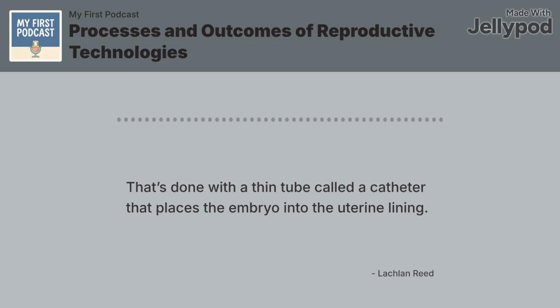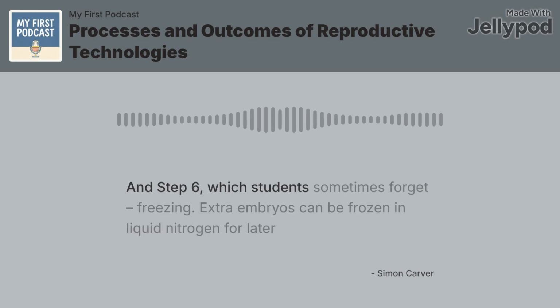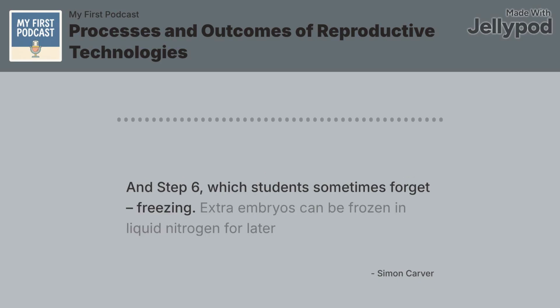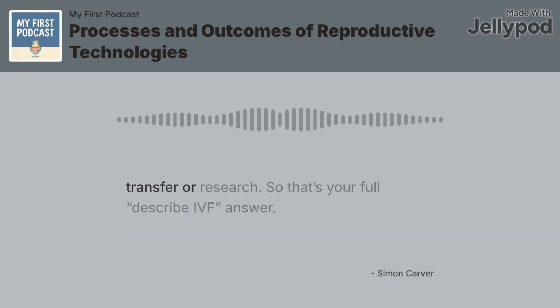And step 6, which students sometimes forget, freezing. Extra embryos can be frozen in liquid nitrogen for later transfer or research. So that's your full describe IVF answer.